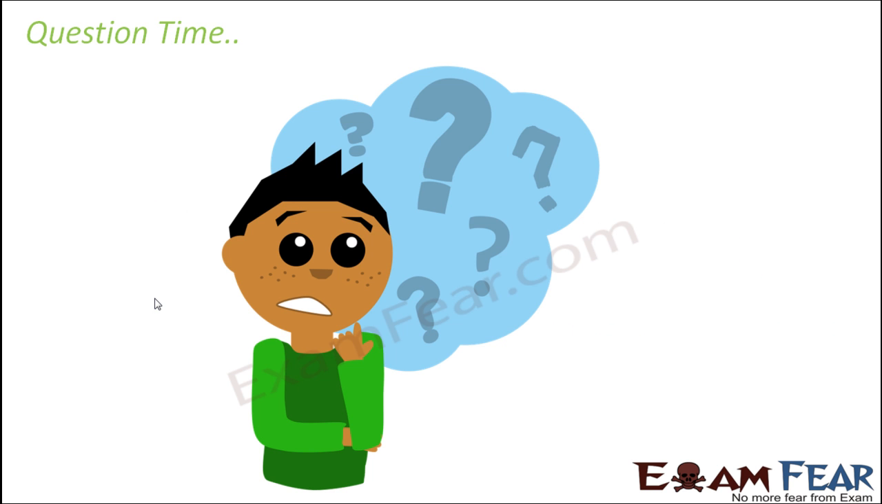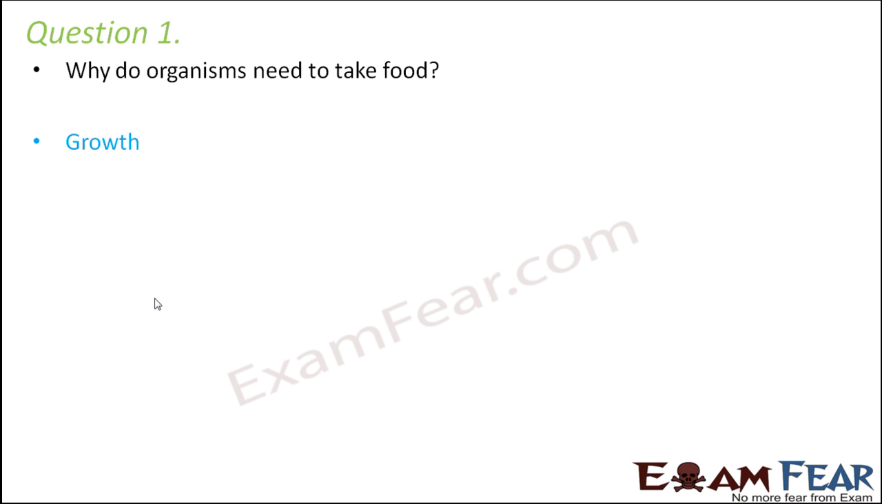So with this we have reached towards the end of this lesson. So it's time to look at some of the questions. Question number 1. Why do organisms need to take food? So the same basic question, why are we even learning about nutrition? So we learned about plant nutrition in this lesson, but why do organisms need food? For their growth, because without food they will not have energy. When they don't have energy, they can't grow.